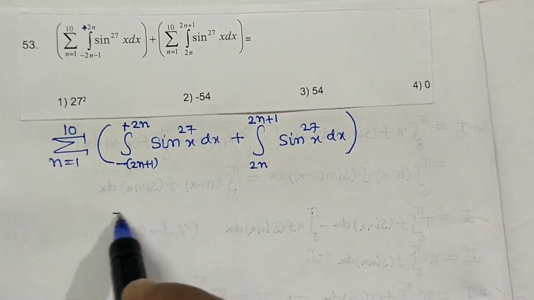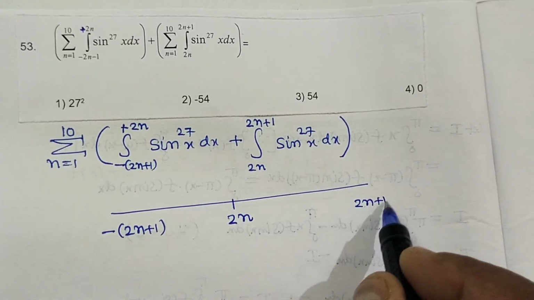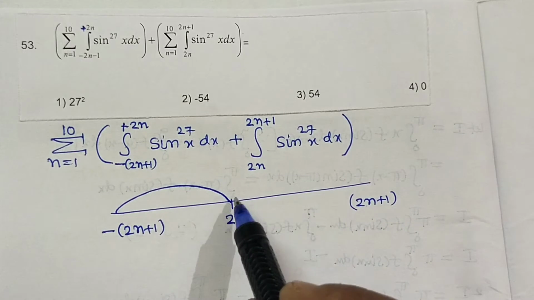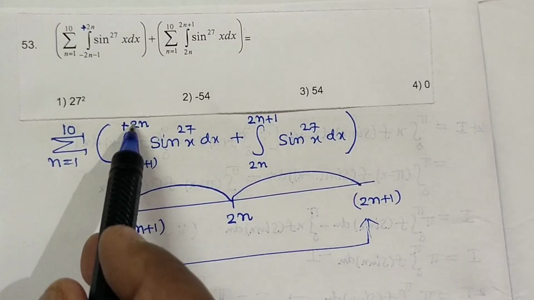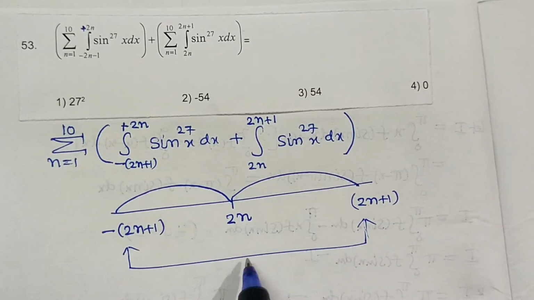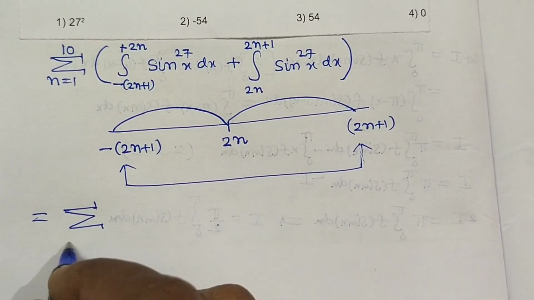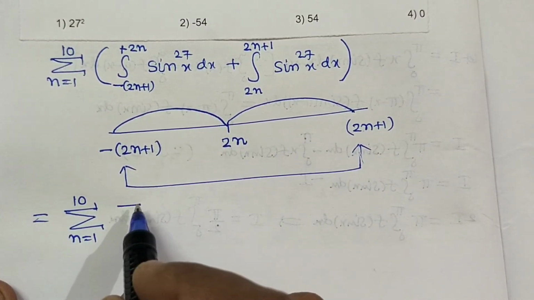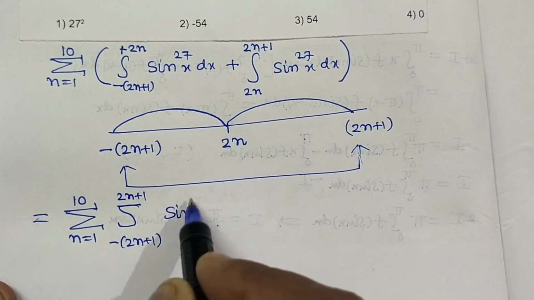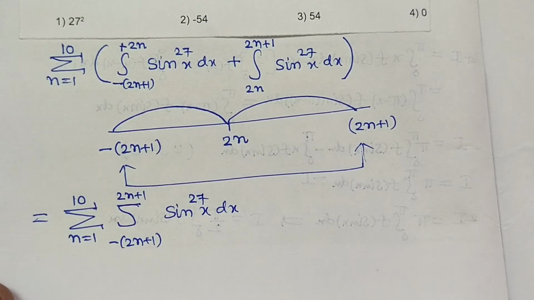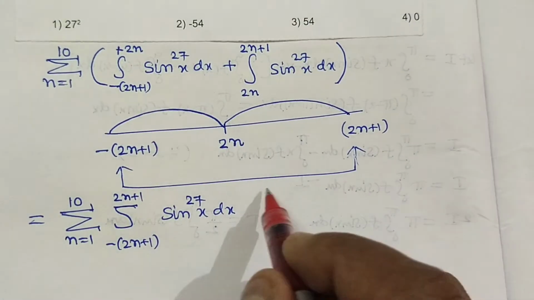Observe that this is minus of 2n plus 1 to minus 2n, and this is 2n to 2n plus 1. So can we write directly the given integral, minus 2n plus 1 to 2n plus 1, when the function is same? You can write it as sigma n is equal to 1 to 10, integral from minus of 2n plus 1 to 2n plus 1 of sin power 27x into dx. Here we have the formula in properties of integration.